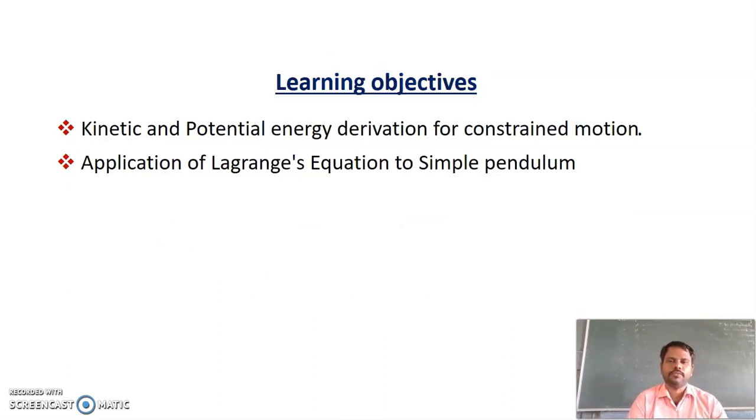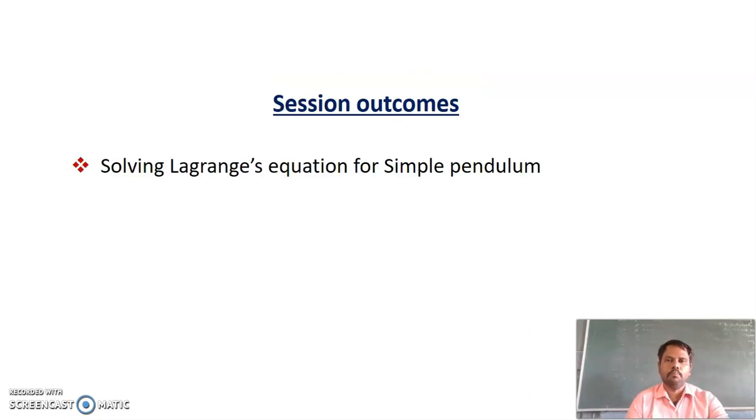In this session, the objective is to understand how the kinetic energy and potential energy of a constrained motion can be derived for a simple pendulum, and the application of the Lagrangian equation to a simple pendulum. By the end of this session, you will be able to understand how you can solve the Lagrangian equation for a simple pendulum.